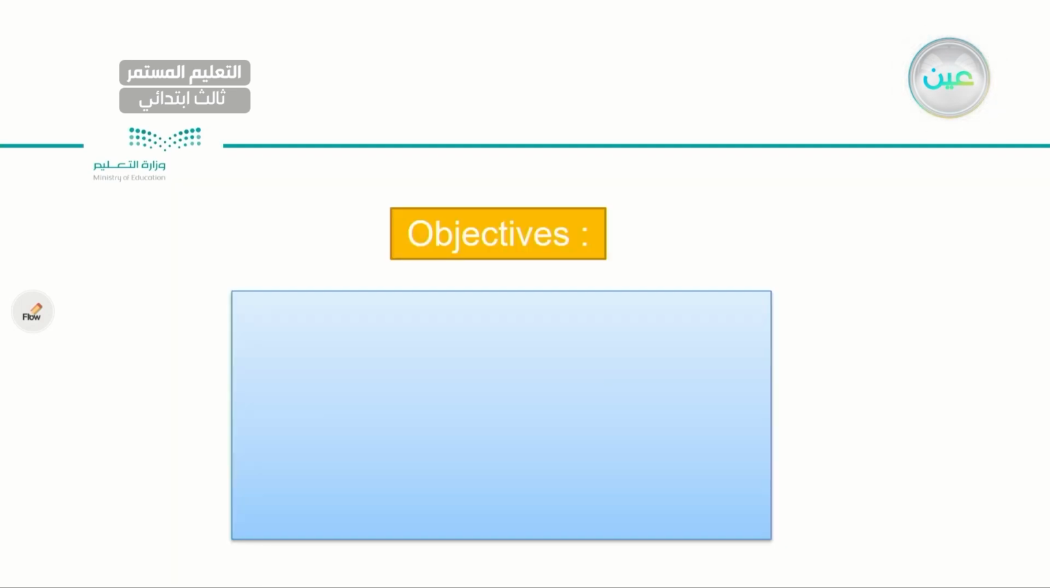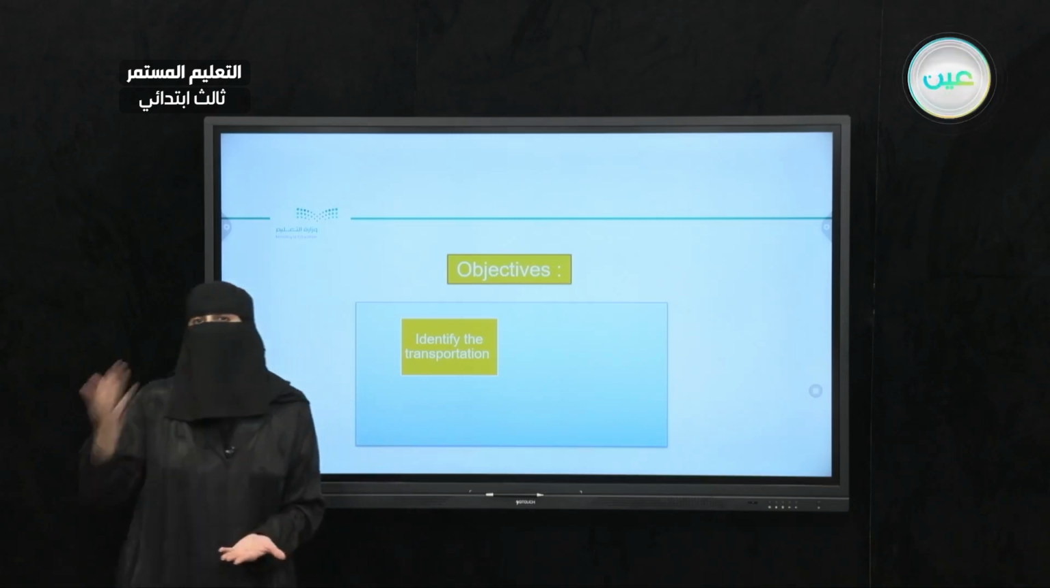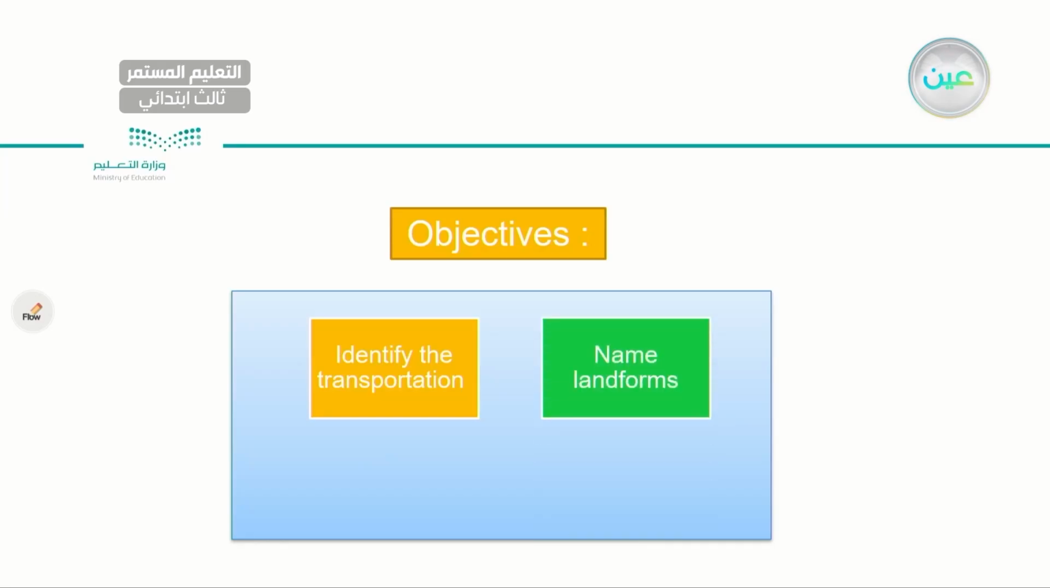So let's start. By the end of the lesson, inshallah, we will be able to identify different kinds of transportation. How do we move from one place to another? How do we travel from one city to another? How do we move to another country? Using different transportation. Also, we'll be able to name different kinds of landforms. And for this part, we are going to do different kinds of exercises: fill the spaces, matching, and so on.